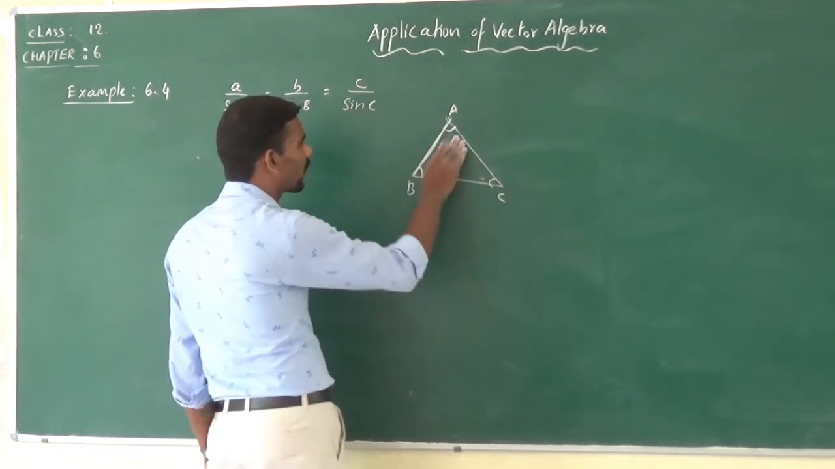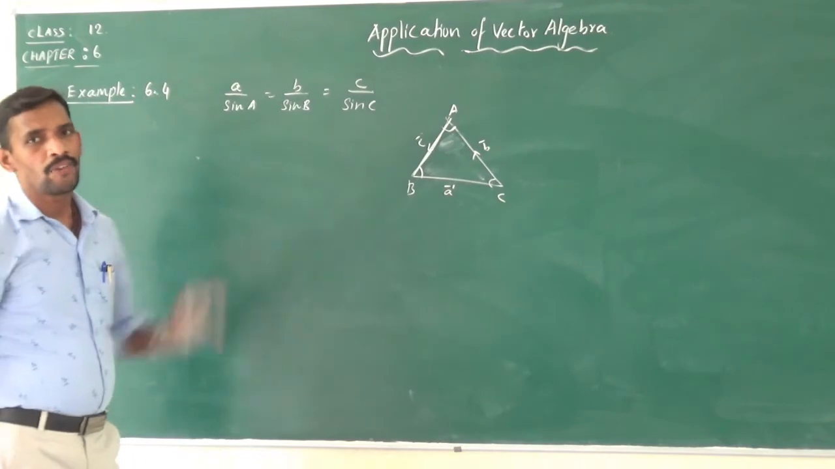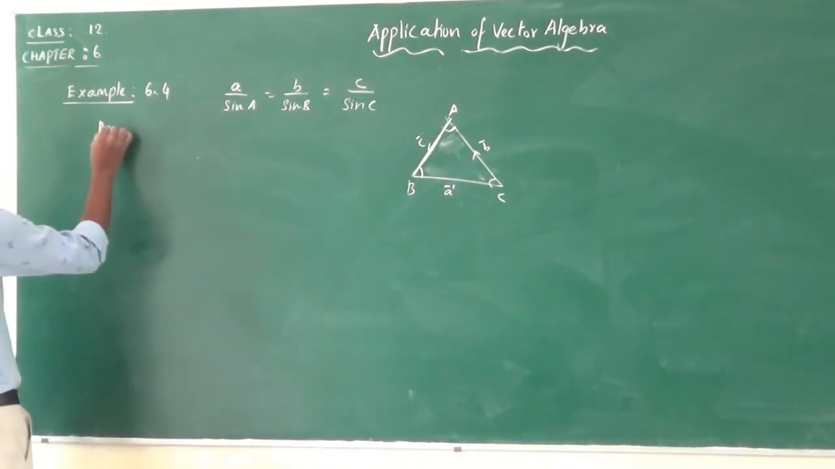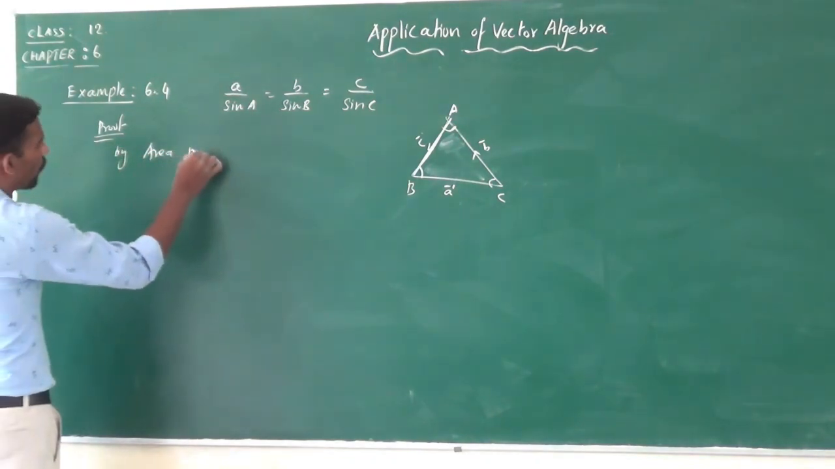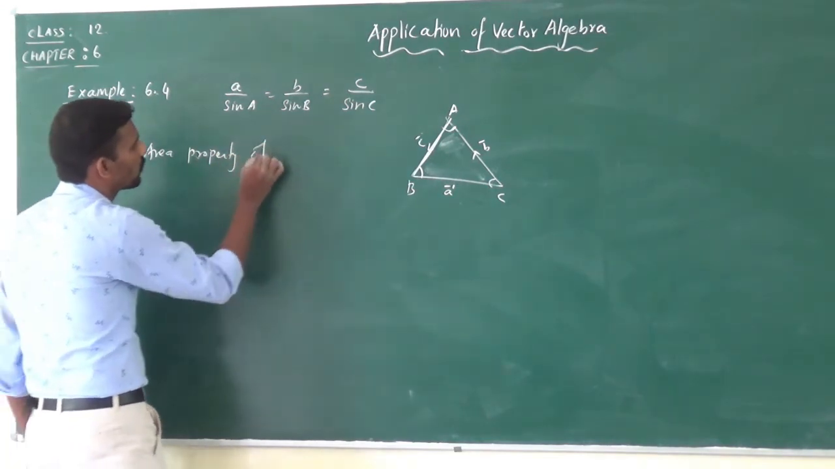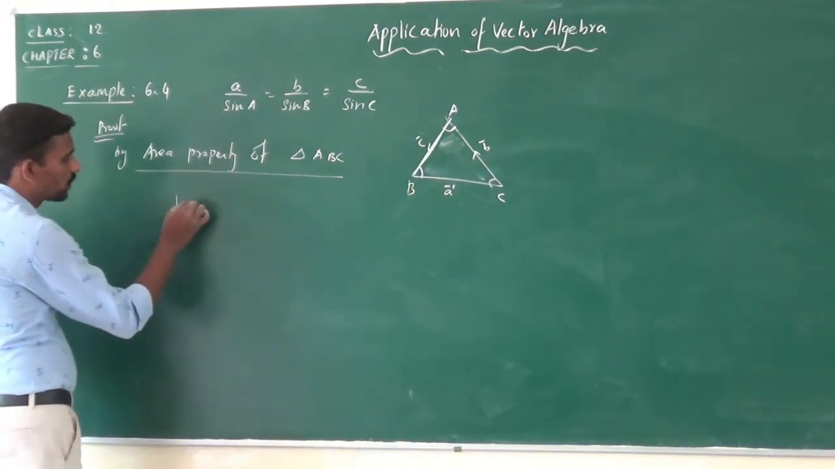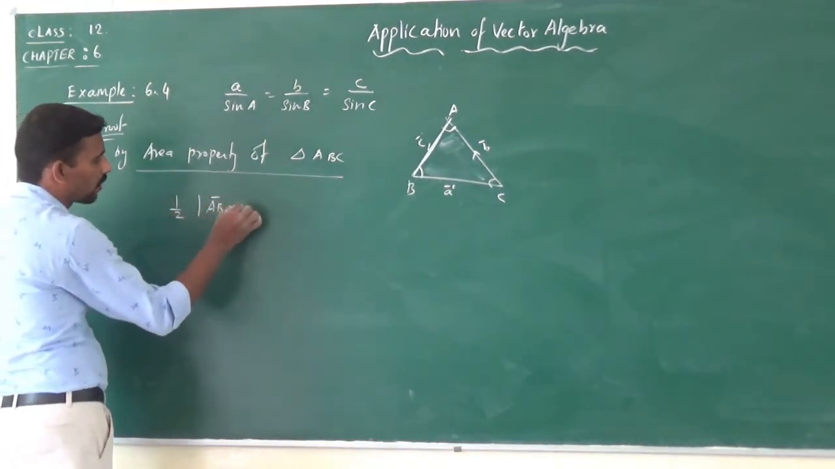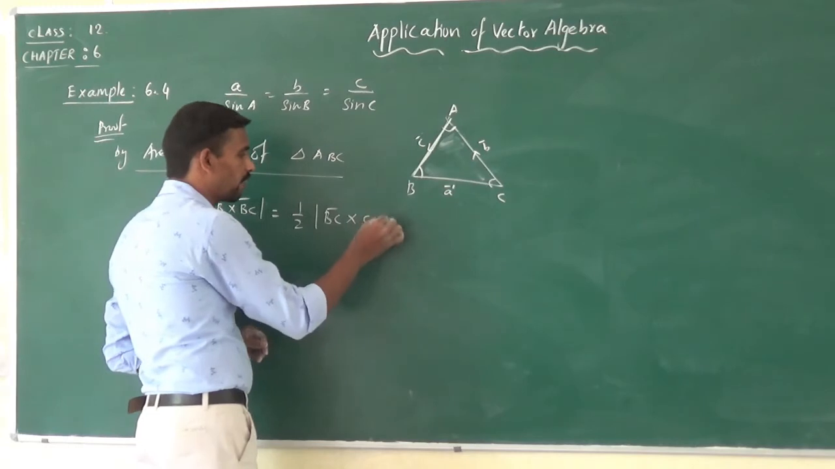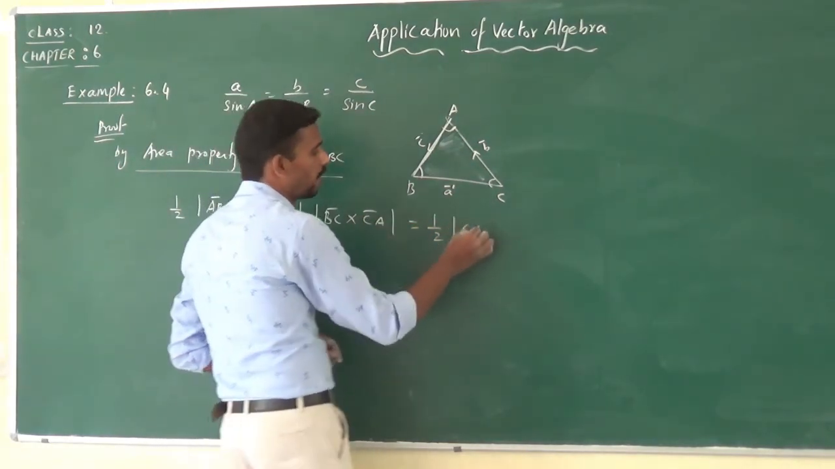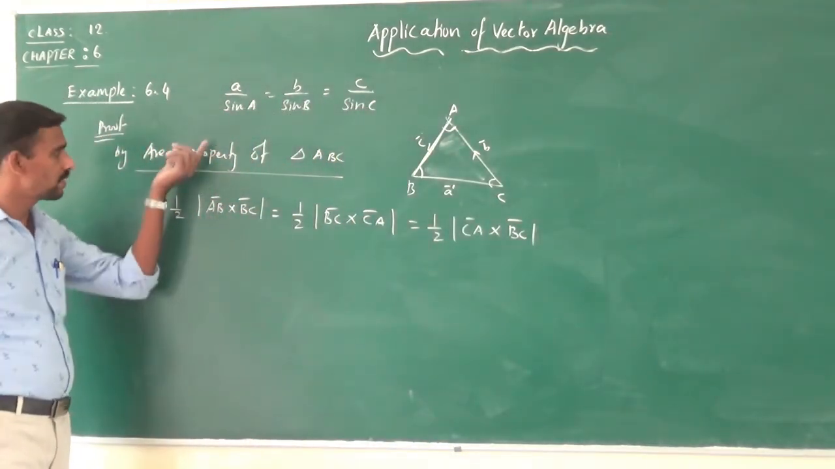So no need to take the angles also. Just take the A vector, the B vector and the C vector. It's enough. Now by property, I am going to use the area property of triangle ABC. Area of triangle ABC is nothing but half into AB vector cross BC vector, otherwise half into BC vector cross CA vector, otherwise CA vector cross AB vector. We can choose any one, because any one formula works.